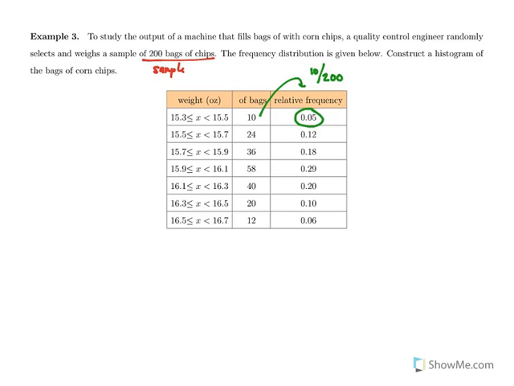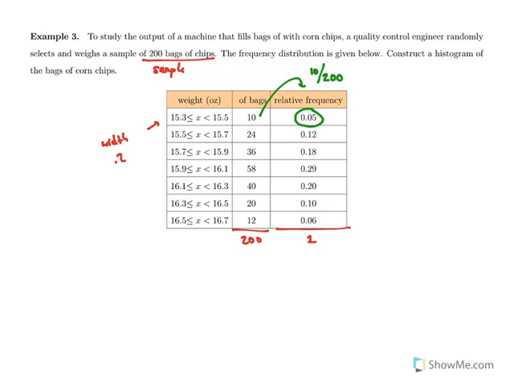So we take the number of bags, we divide by 200 to get the relative frequency here. Note that if you added all these together, you get 200. If you added all these relative frequencies together, you get a 1. And here we have 7 groups. They're all even. They're all of width, sorry, 0.2, not 0.02. 15.3 to 15.5 is 0.2. And we have that for each of these.